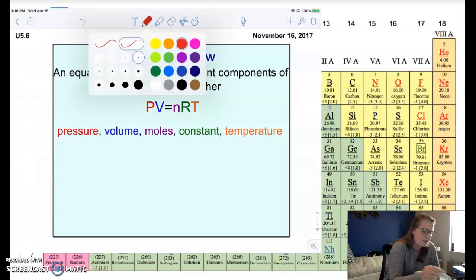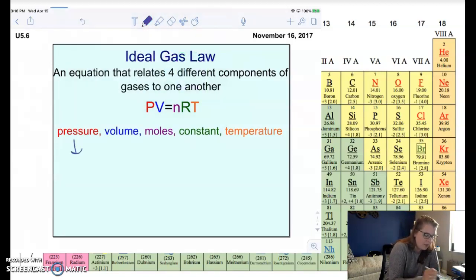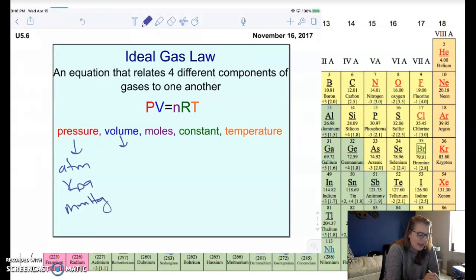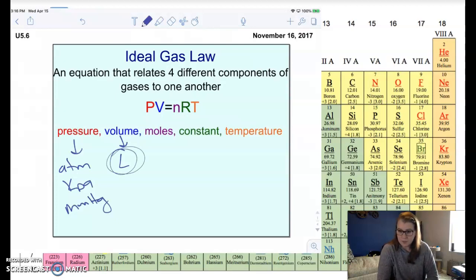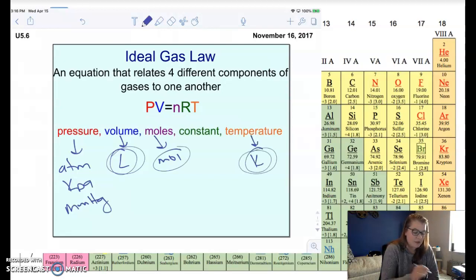So just to do some basic review really quick. Pressure can be measured in an assortment of units. It can be measured in atm, it can be measured in kPa, it can be measured in millimeters of mercury, just to name a few. Volume for PivNert specifically has to be in liters. The constant I'm about to show you, this R value, you'll see why that's important shortly. Moles is moles. It's not really a unit, right? It's just a count of the number of particles we've got. And as you should know by now, temperature always needs to be measured in Kelvin.